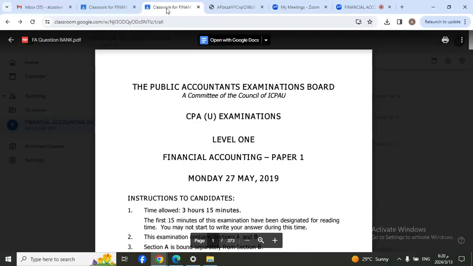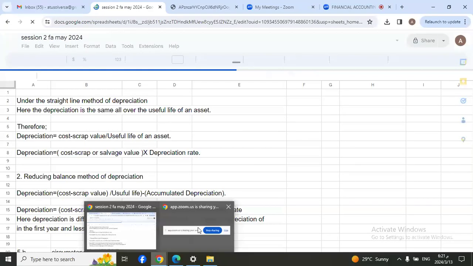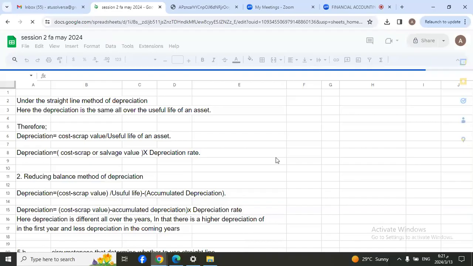Can you all see my screen? Yes. Okay, so let's start.